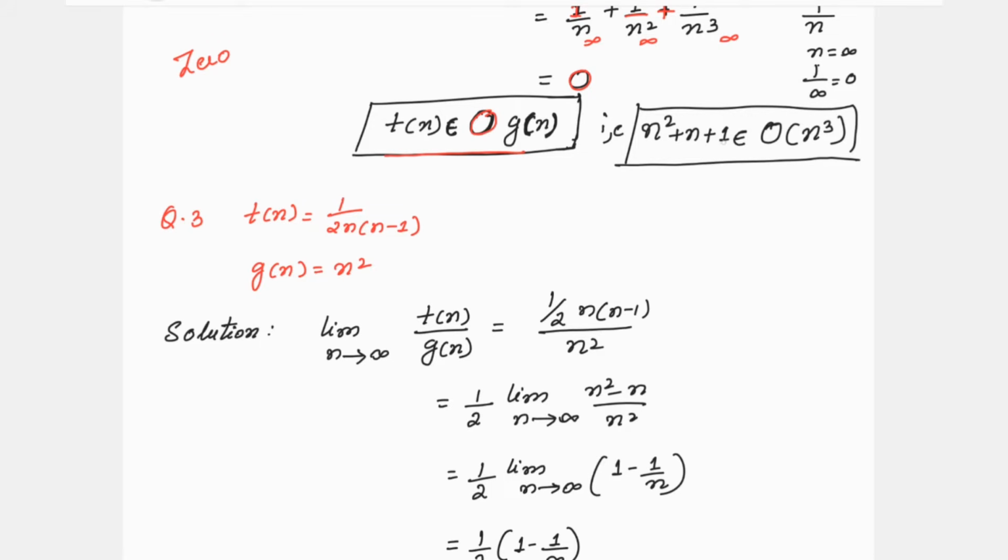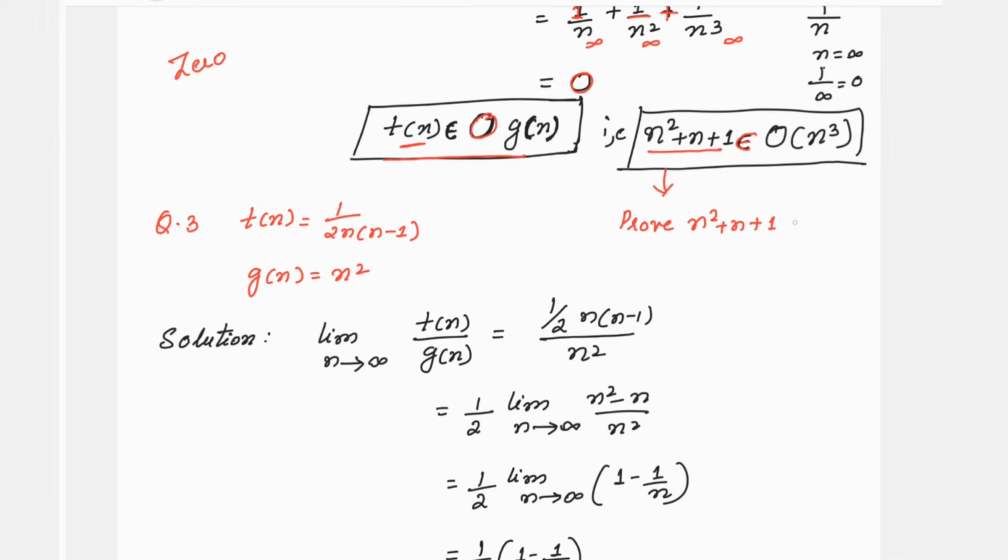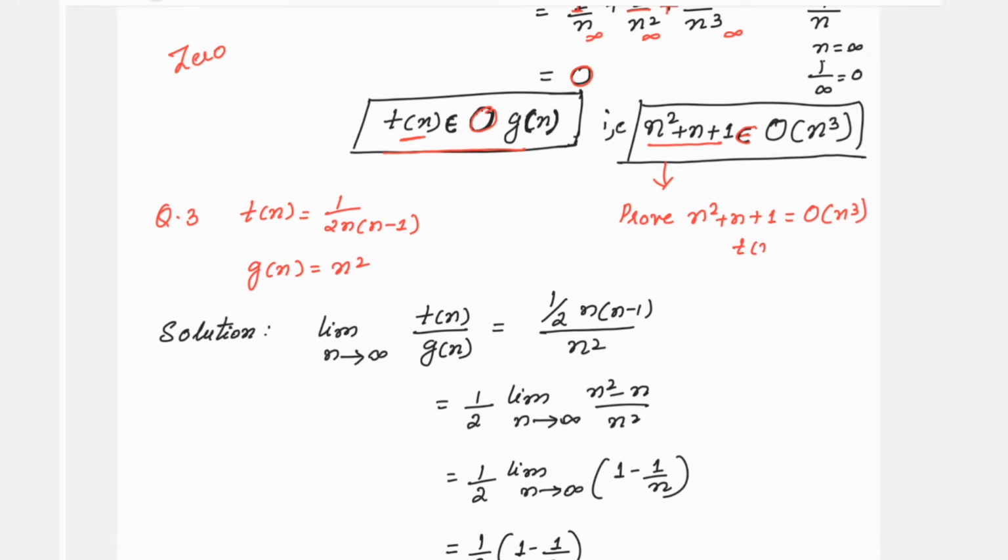You can even write in the form of expression also, because t of n given is n square plus n plus 1 belongs to, what? Big O of n cube. Sometimes the question will be like this: prove n square plus n plus 1 is equal to big O of n cube. In this case also you can apply the limit approach. Whatever is the expression towards your left hand side should be your t of n, and this is your g of n. Then you apply the limit approach, carry out in the same manner as I have explained. Then finally you can prove that yes, it is equal to big O of n cube.